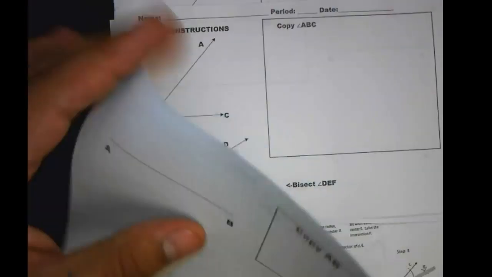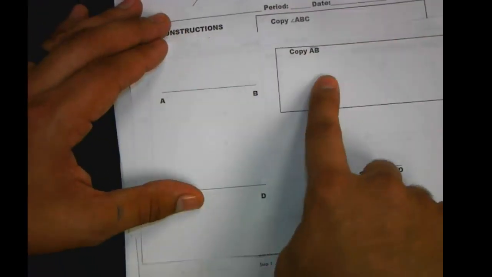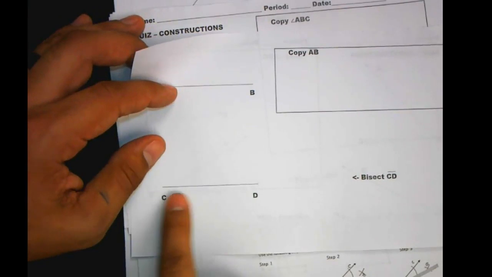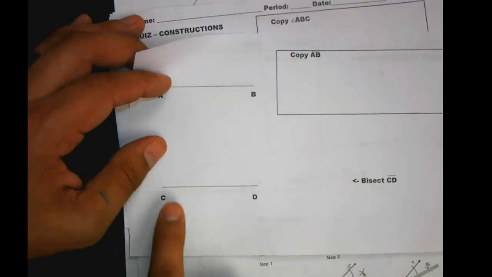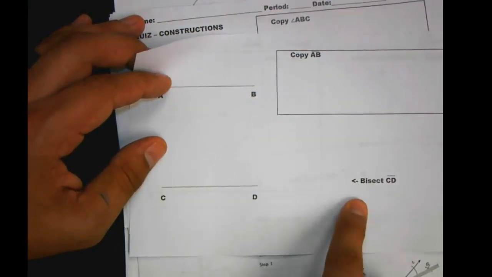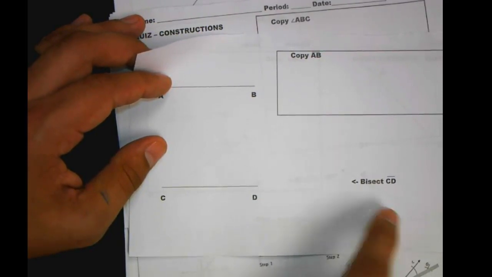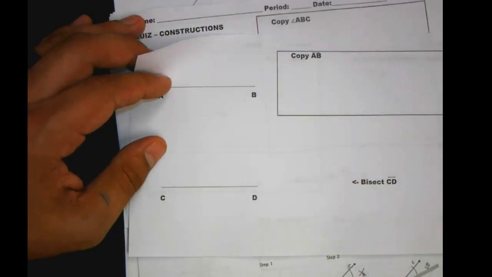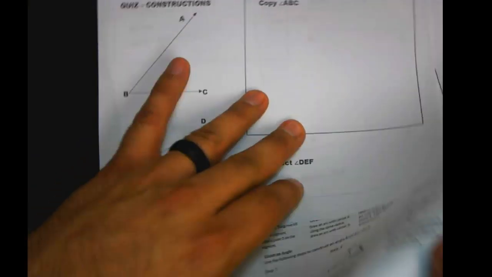On the back, there is a back. Okay, copy this segment over here, page 1 of your notes, bisect this segment, and bisect this segment here, second page of your notes, okay? Everything we did on the warm-up, and also our notes. Just 4 things we've learned. Please get started.